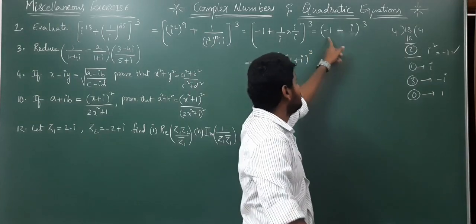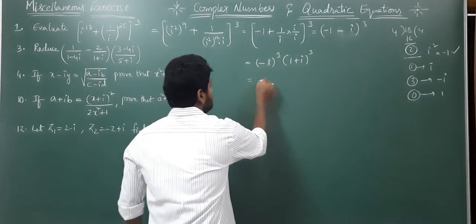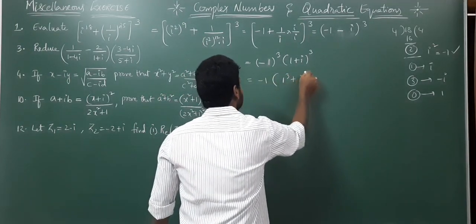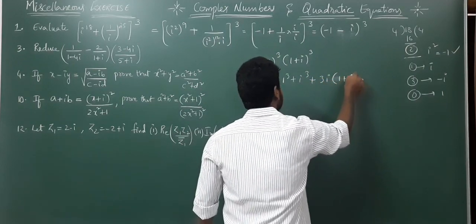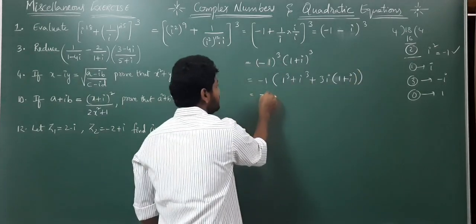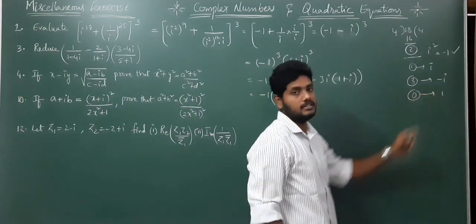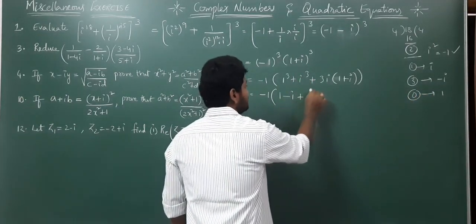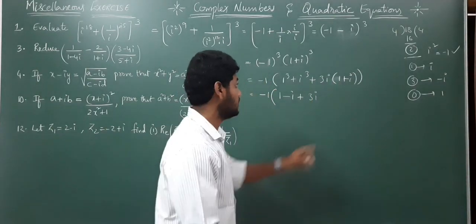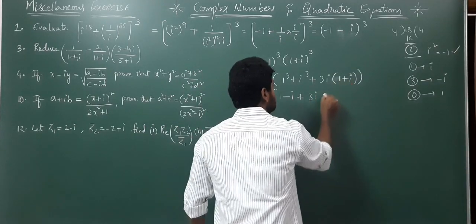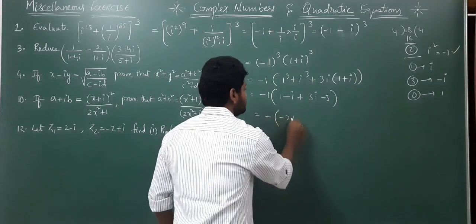From both, if we take minus common, it becomes (minus 1) whole cube into (1 plus i) whole cube, which is in the form of (a plus b) whole cube. That is minus 1 into [1 cube plus i cube plus 3 into 1 into i into (1 plus i)]. Simplify this: 1 cube is 1, i cube is minus i, so 1 minus i plus 3i, plus 3i into i, where i square is minus 1, giving minus 3. It is minus 1 into (1 minus 3, which is minus 2, plus 2i).